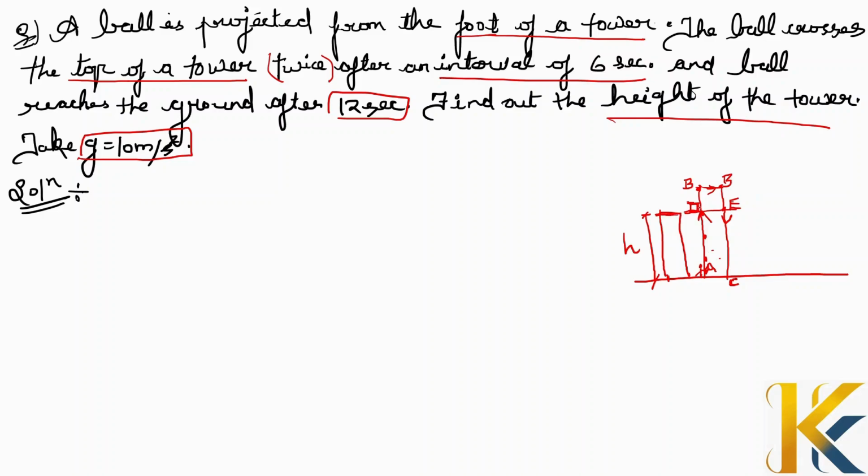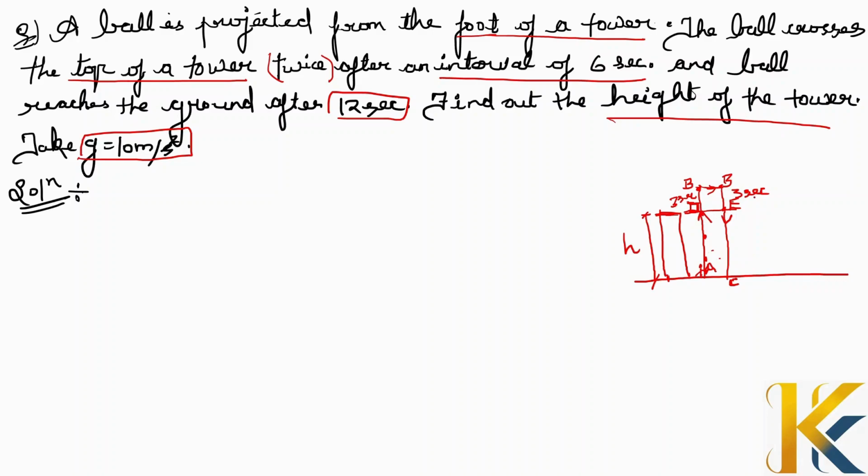Now what is the time? It is given as 6 seconds. In 6 seconds, it crosses the top of the tower twice. That means D to B will be 3 seconds, and B to E will also be 3 seconds. In 6 seconds, it will cross the top of the tower twice.